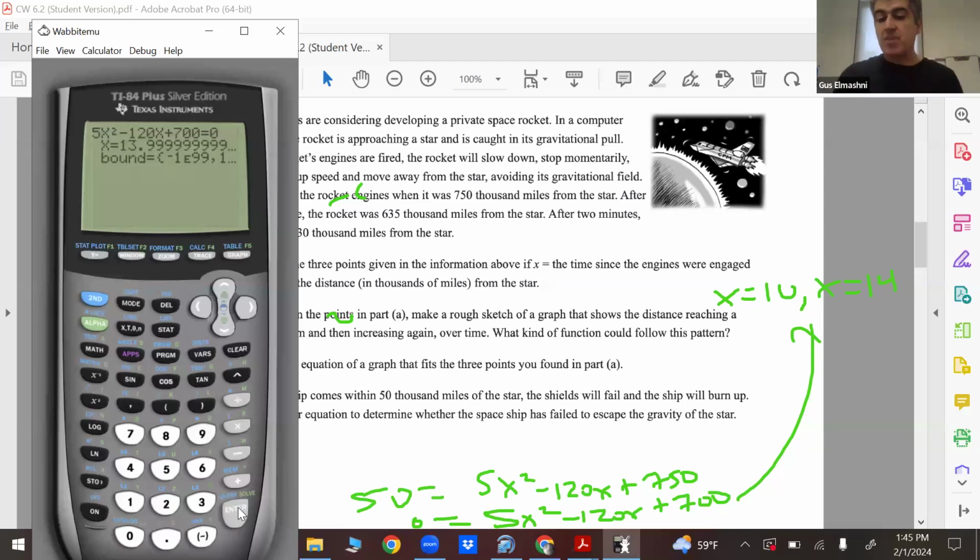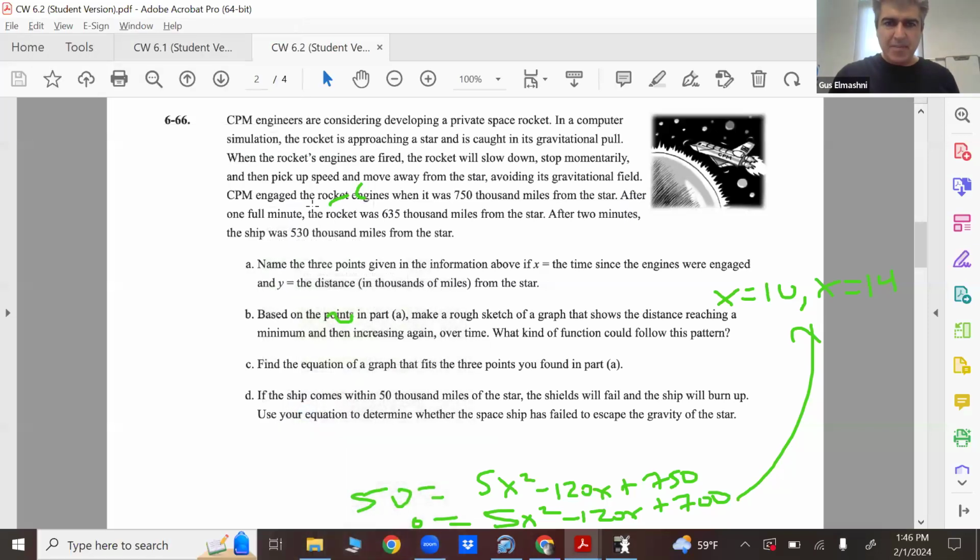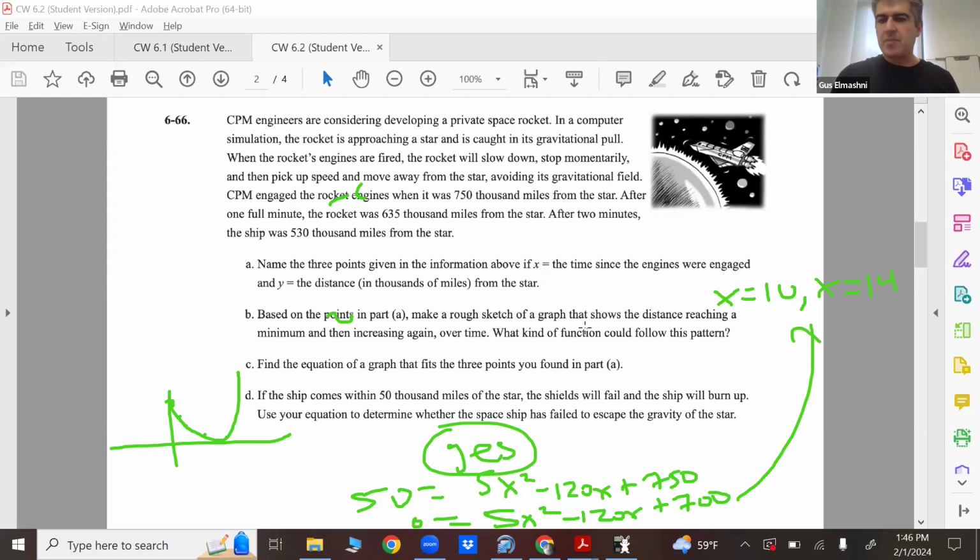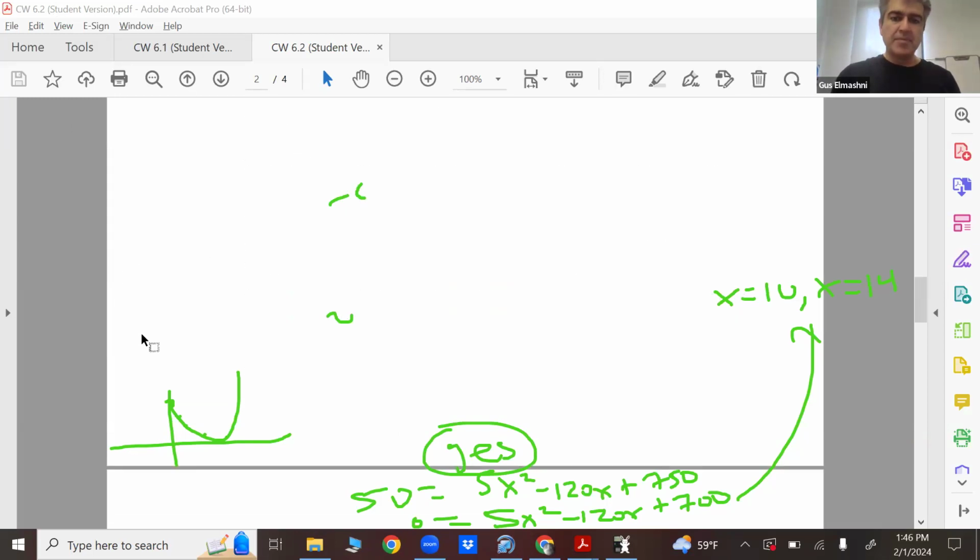So that was actually 2 answers. You got 10 and 14. Now I'm trying to interpret this. It says we'll slow down, stop momentum to pick up speed. So I guess it would burn up. Yeah, it would, because it totally would get within 50, right? The parabola is looking kind of like this. We had 0, 750. It does get a little too close, guys. So the answer is yes. It will fail to escape, because it will actually get within 50.